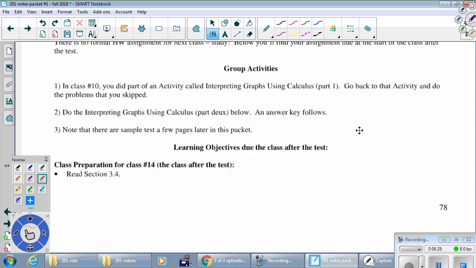In the next couple of pages, we'll find this part 2 of the graphs using calculus activity. That's what I'm going to go over in the rest of this video. There's also a sample test a few pages later in this packet, and each of those problems has a video up on YouTube of either me or one of my colleagues solving that problem step by step.